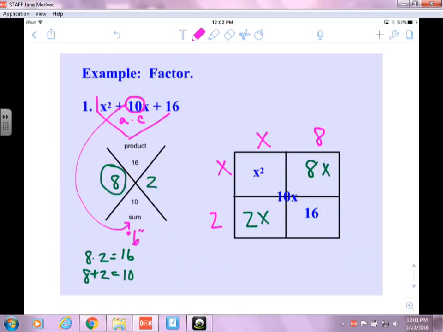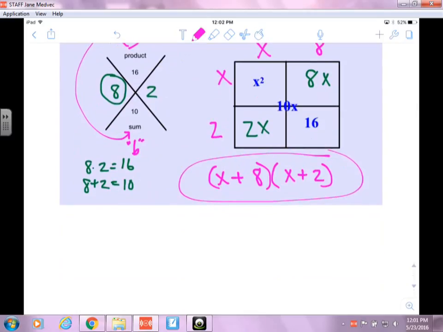Now here's my answer. Up above, I got the 8 and I got the x, right? So I'm going to write x plus 8, and I'm going to put it in parentheses. And then I got the x and the 2, and I'm going to go x plus 2. And you just factored. Now, I could write x plus 2 and x plus 8. I could multiply those that way. So it doesn't matter what order you put them in. It could be x plus 8 or x plus 2. It doesn't really matter. Okay?